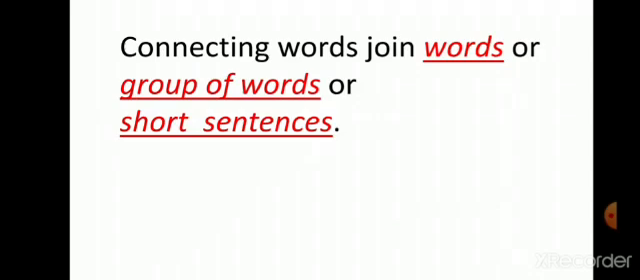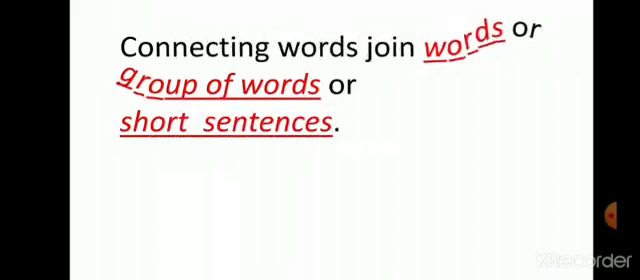And what is the work of the joining word? They join words or groups of words or short sentences. Now you may have a question: what is Miss talking about, which words? So what are these words? You don't know what these words are? Yes, what are these words? You can see on the screen.